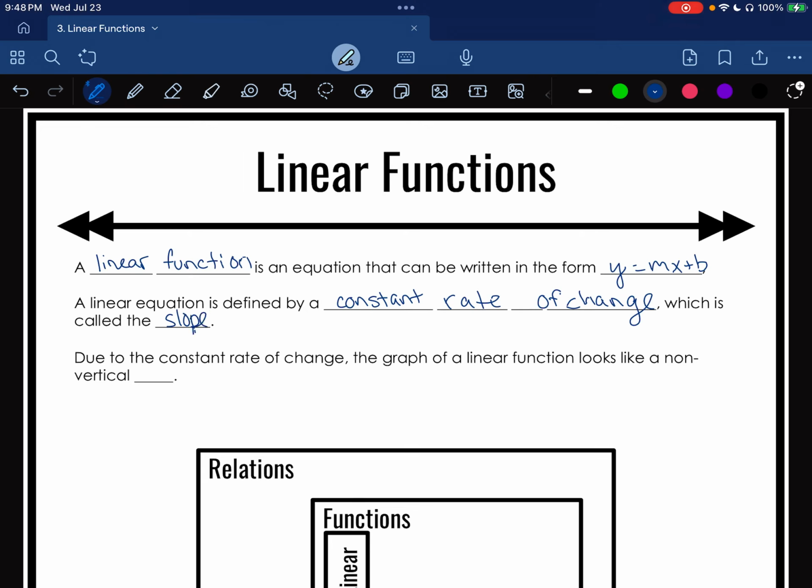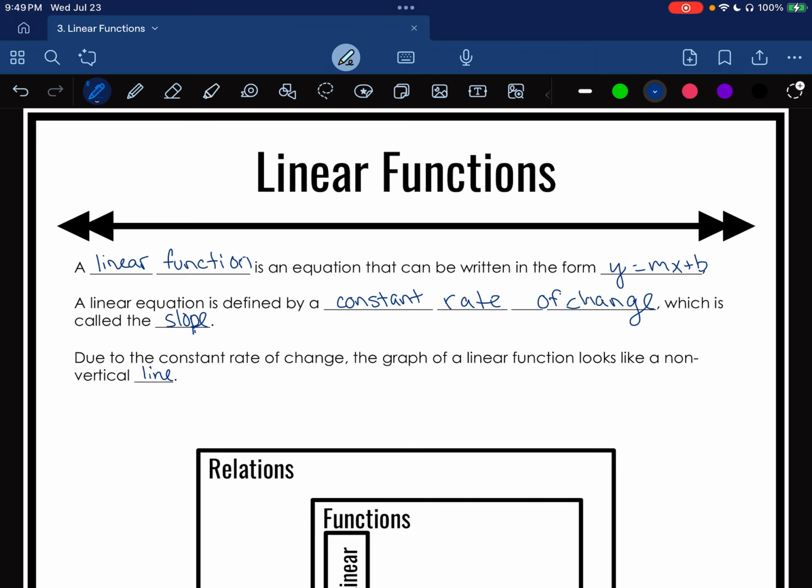Because of this constant rate of change, constantly going up or constantly going down, the graph of a linear function looks like a non-vertical line. And you've definitely talked about these in pre-algebra. So if some of that is starting to come back to you, that is why.